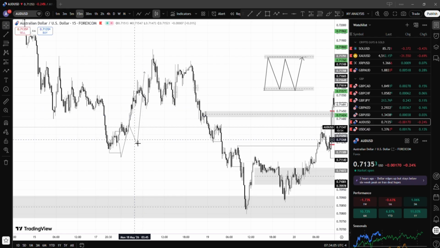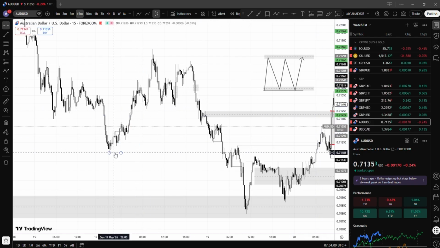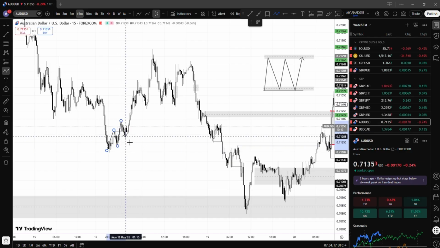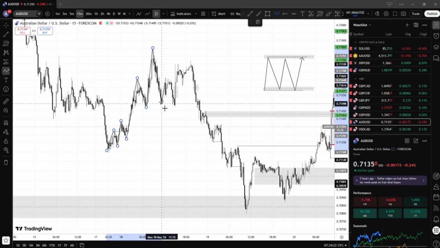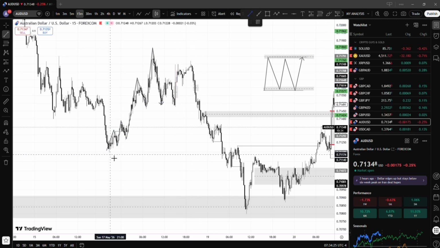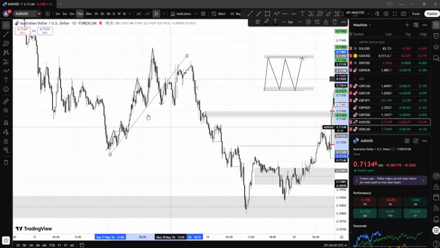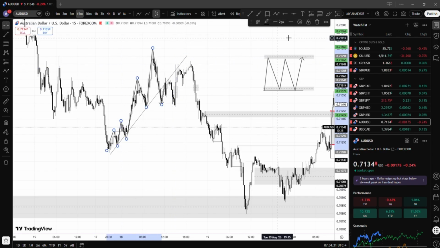If you check out this movement, price was making higher highs and higher lows here. Higher high, higher low, higher high, higher low, higher high, higher low. Now look at the trend line. We have a trend line here.